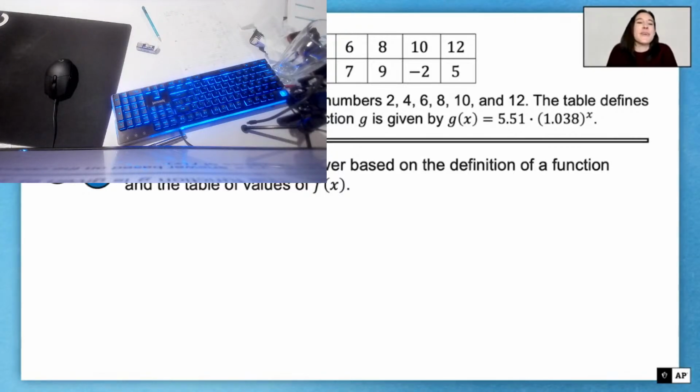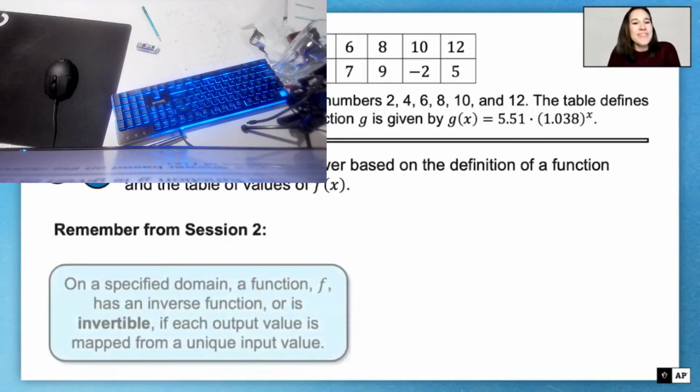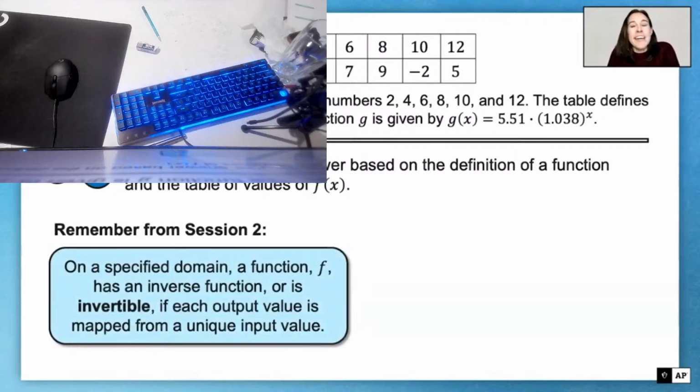Sounds good to me. So let's do a quick recap from session 2. We know that on a specified domain, a function f has an inverse function or is invertible if each output value is mapped from a unique input value. So if we're thinking about this really simply, we just want to see if we have any repeated output values. So if you look at this table, you notice there's 2 input values where I have an output value of 5. Those input values are 2 and 12.